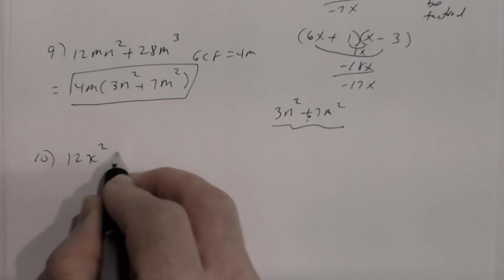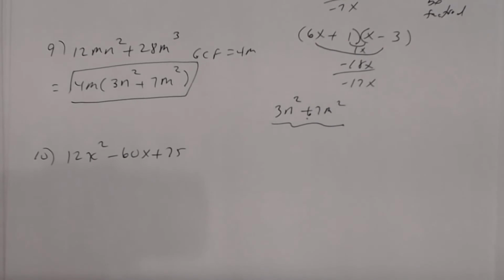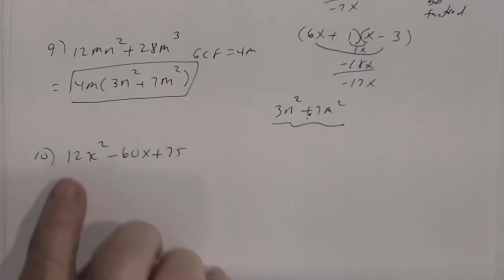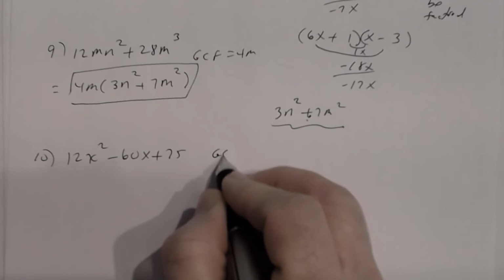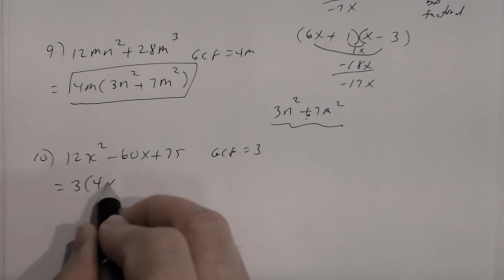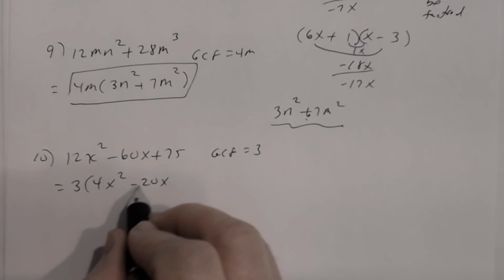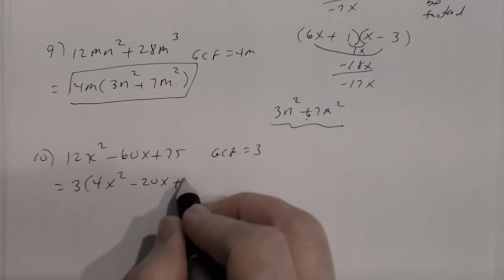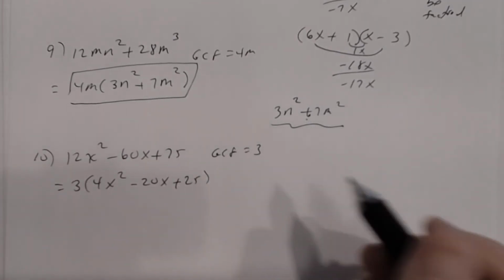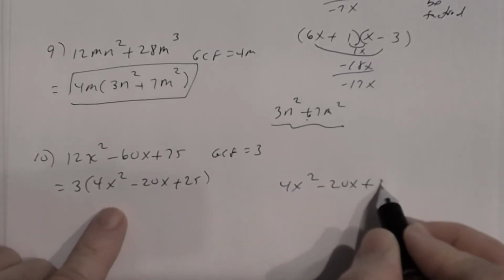We have 12x squared minus 60x plus 75. All right, so let's look for the GCF. There is a GCF other than 1, and the GCF here looks like it's 3. So I'm going to go ahead and factor out a 3. So I get 3 times 4x squared minus 20x plus 25. Let's see if I can factor this.